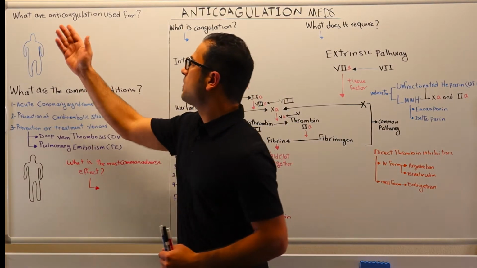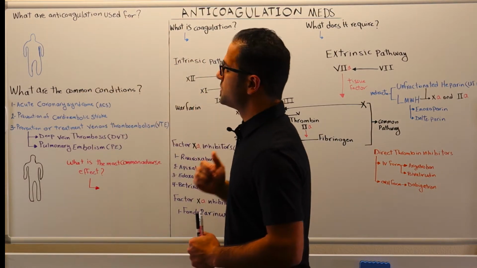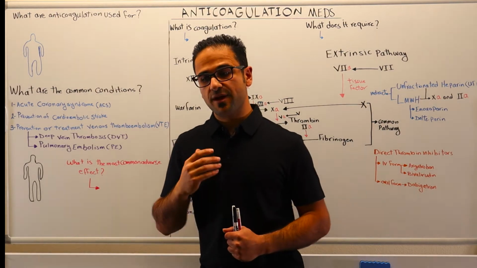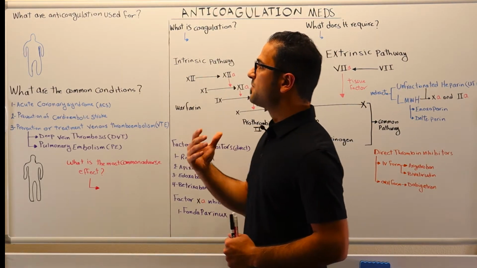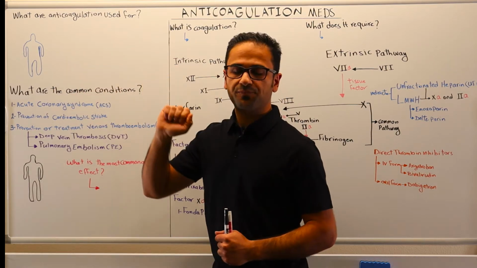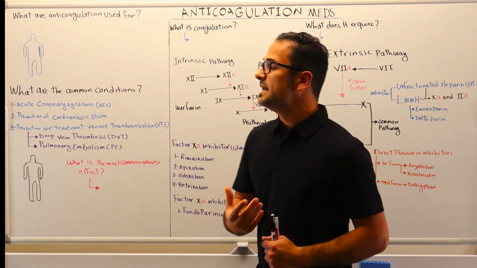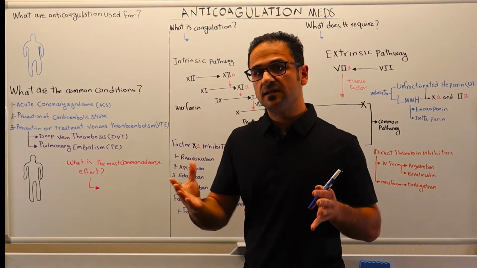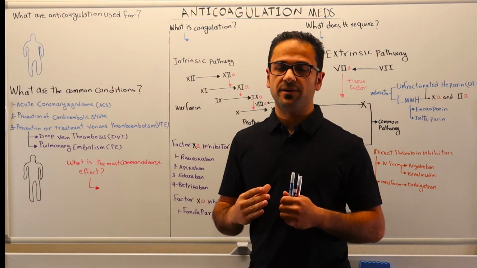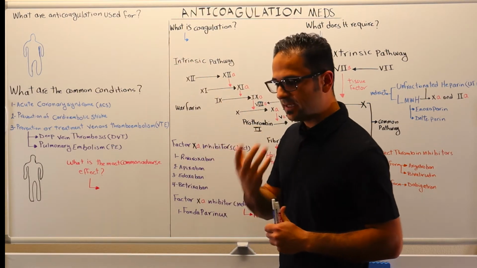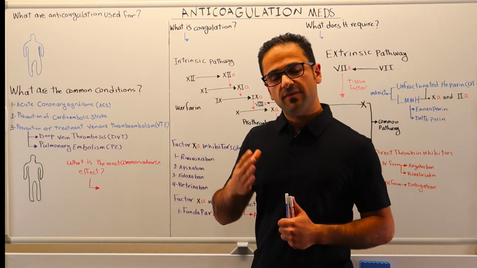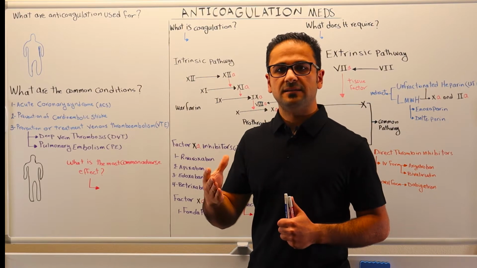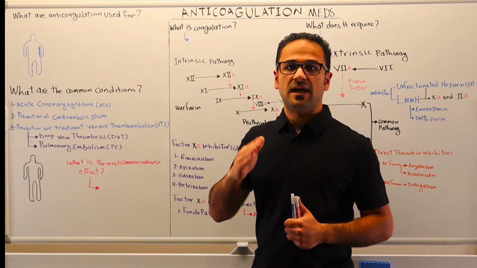So what are the anticoagulation medications used for? Anticoagulation medications are used for two purposes. The first one is basically to prevent a new clot from forming. And the second is basically to prevent an existing clot from becoming a larger one. So anticoagulation medications do not break an existing clot. The only thing they can do is make it stay as it is and not become a larger one.